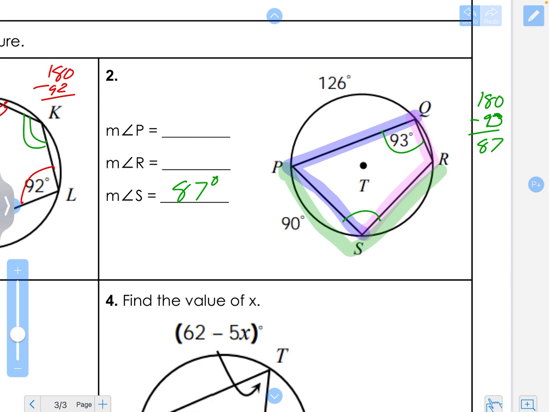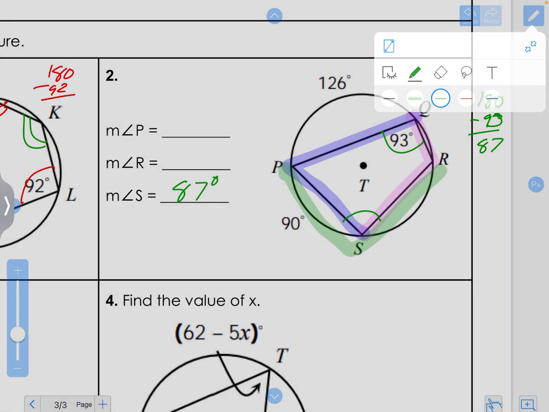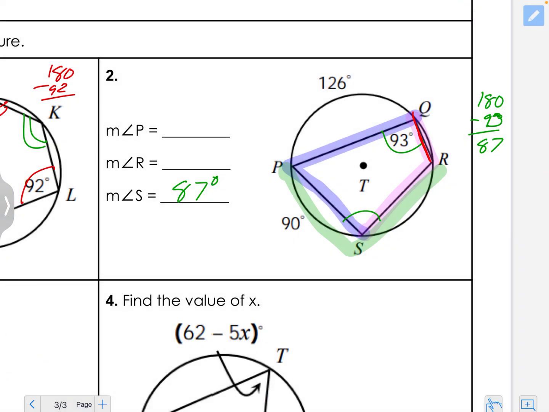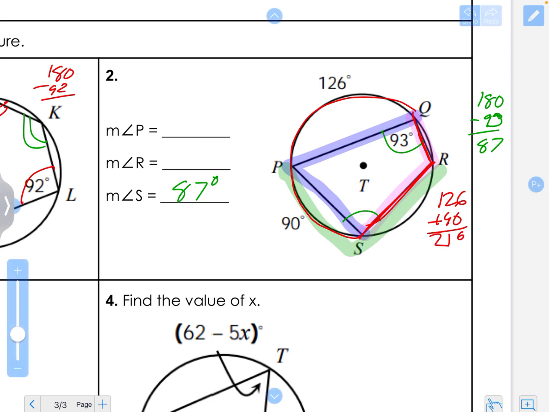Now here, we're going to have to do a little bit more work to find the rest of them. So if I look at angle QRS, or simply angle R, it's inscribed by arc SPQ. So that means I'm going to take arc SP, which is 90, and add it to arc PQ. So 126 plus 90, we get 216. And I know that angle R is going to be half of 216, so I should get 108. So angle R is going to be 108 degrees.